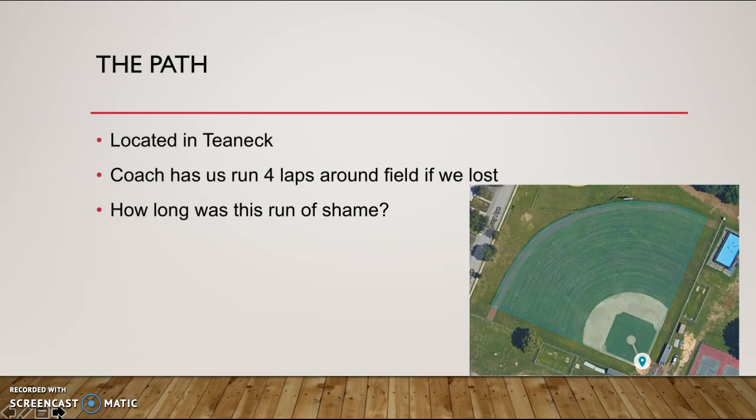So my path is located in Teaneck, New Jersey. It was a baseball field that we frequently played on my old team. And after every game, if we lost, we would have to run 4 laps around the field. So the goal of this project is to determine how long these 4 laps were.